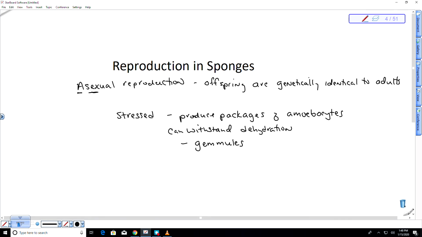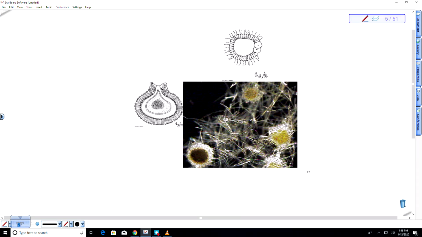And so if we look at an image of this from a microscope, I'll come back to this slide. These are my gemmules. Right? So they're actually kind of embedded in, these are the spicules. This would be like a glass sponge. And these are packets of amoebocytes. And one amoebocyte can give rise to an entirely new sponge. So if this is a pond that's dried out, once it fills back up with water, those packages would break open and the amoebocytes would be produced, but they would be identical to their parent because they are diploid cells that are identical to the parental sponge.